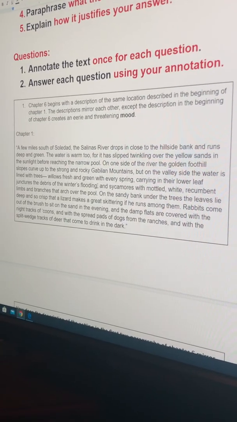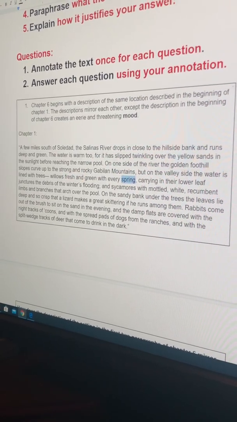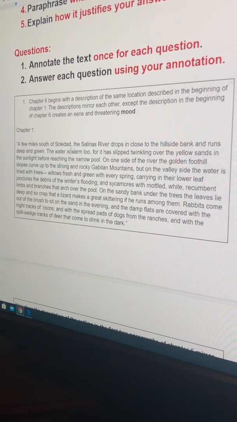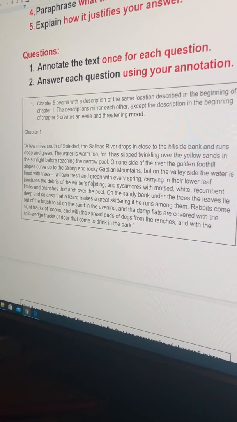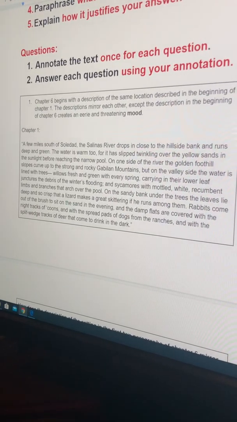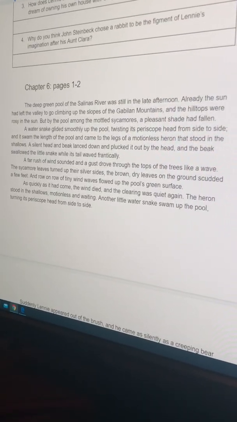Okay, so let's stop here. Let's look at some of the words. Fresh, spring, golden, strong, warm. So these words are calming and inviting. They create a happy and positive mood. Let's contrast that with the description at the beginning of Chapter 6, the end of the novel.